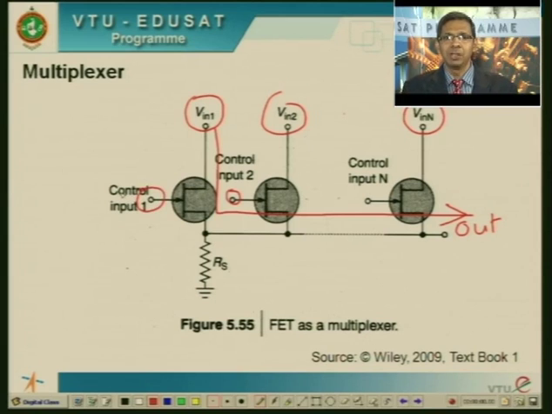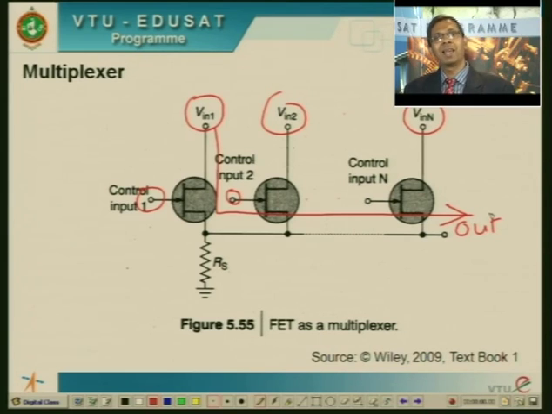By giving a 0 voltage, or not giving any voltage, at the control input 1, what do I ensure? I ensure that this device is on. So if this device is on, the signal over here has a path to reach the output, while all other devices are tri-stated, or in a high impedance state. So this is a very simple configuration of using a multiplexer by using just one device.